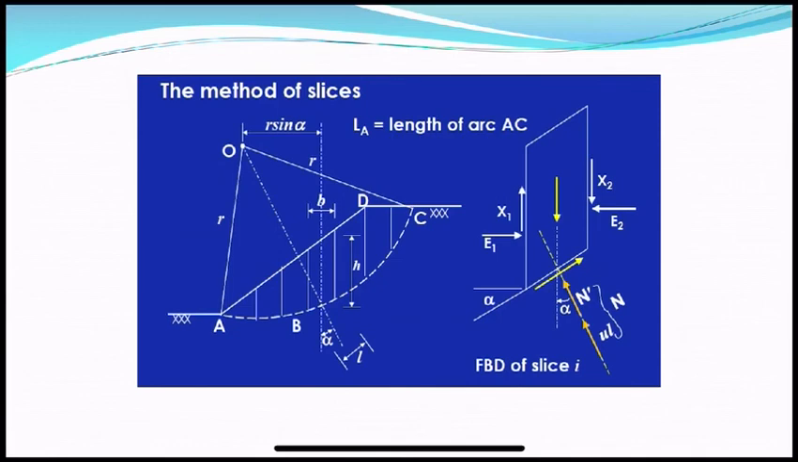As we travel from the top side to the bottom side, from crest to toe level, the angle alpha changes, which can be noted from here.